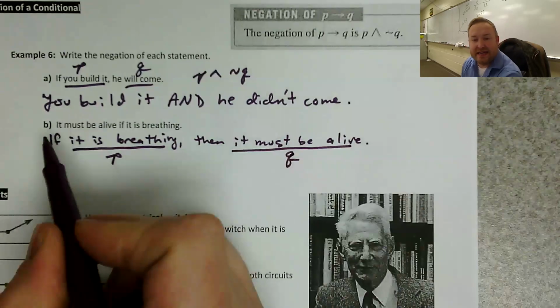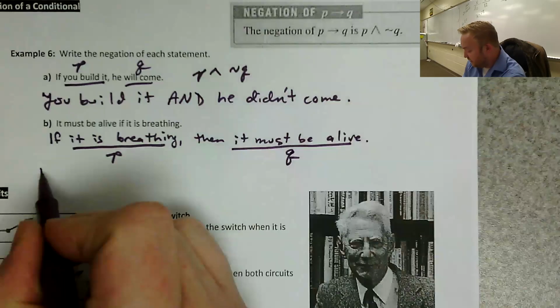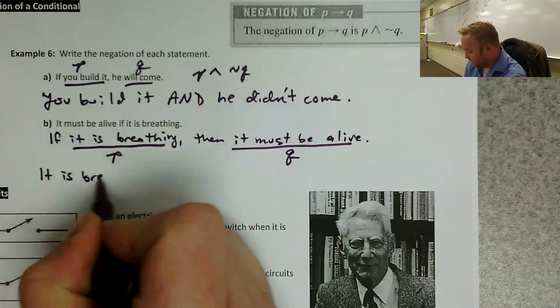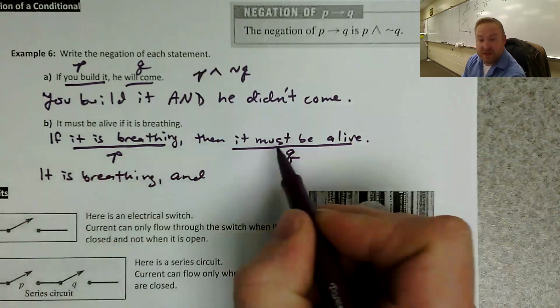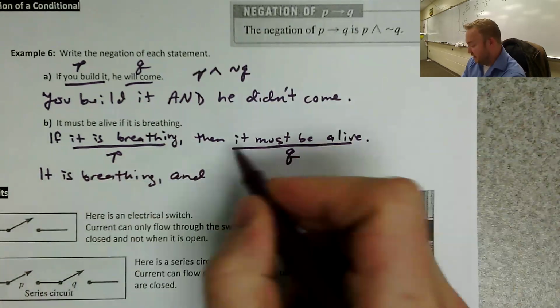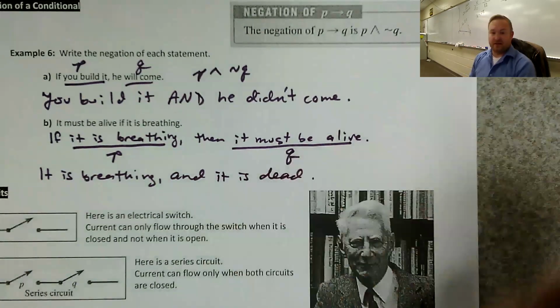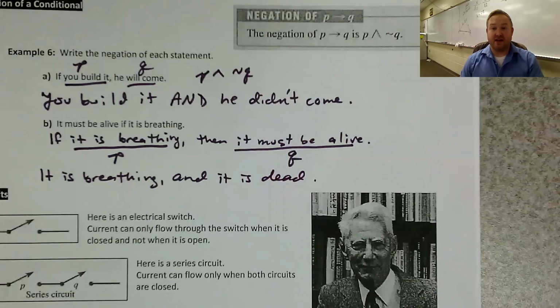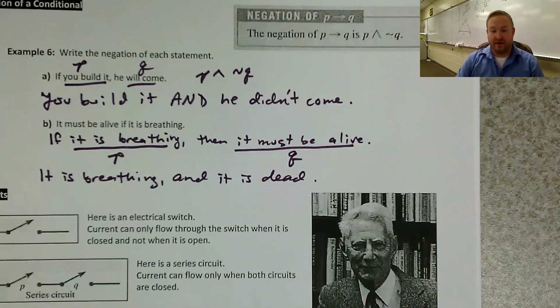We want the negation of this statement. So I'm going to do P and not Q, which would mean it is breathing, and not Q, it's alive would be it's not alive. And it is dead. Okay. So if I said, if it is breathing, then it must be alive, the opposite meaning of that would be it's breathing and it is dead, right? So that's the negation of that conditional statement.